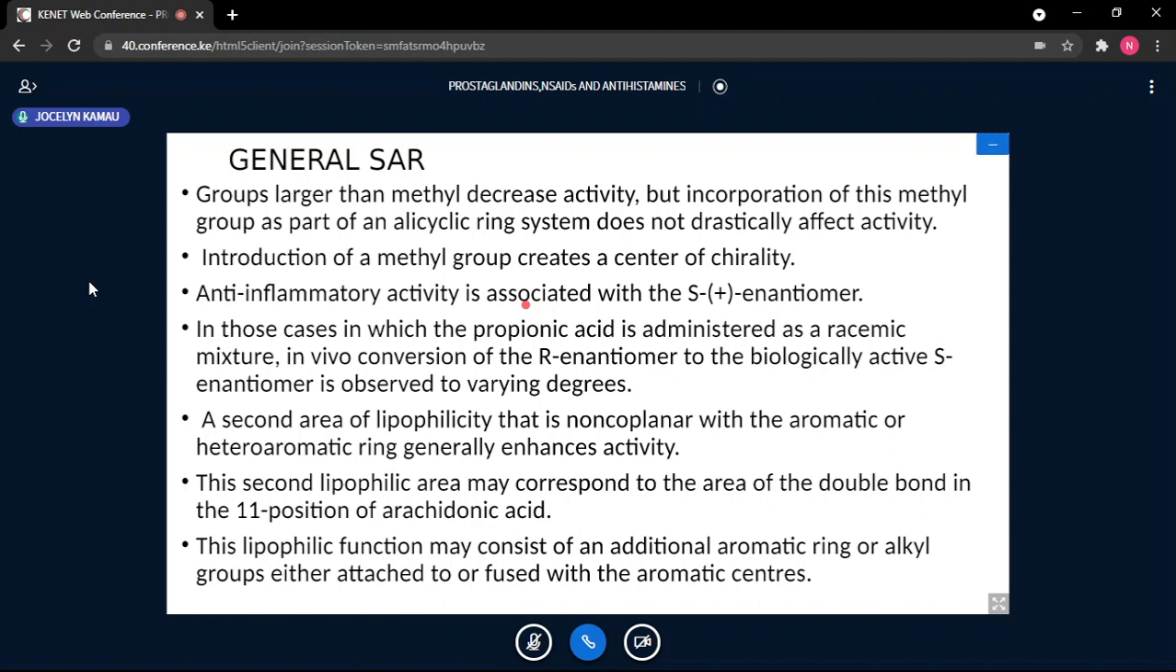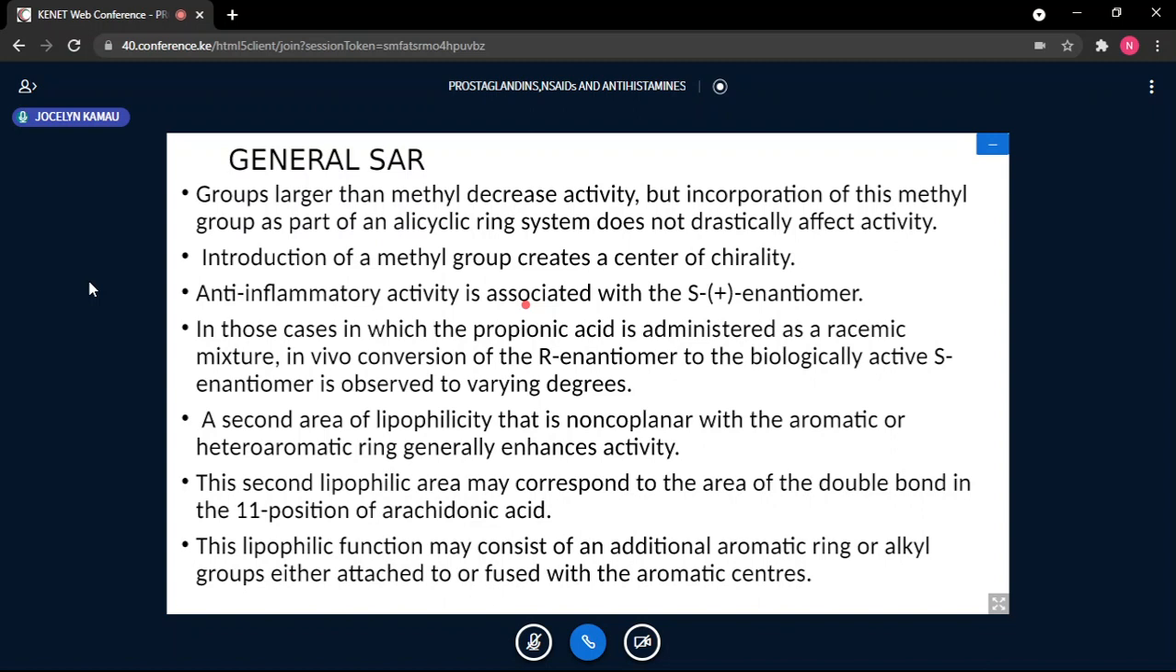Again, you can look at page 6. On page 6, it's metabolism. In fact, almost all the pages, like if you look at page 6, you will see we have put R ibuprofen being converted to the S ibuprofen, because that is what is active. If you also go to page 7, you will see fenoprofen being converted to S fenoprofen. Check also flurbiprofen being converted to S flurbiprofen. Even ketoprofen is being converted to the S, because that is what you require for activity.